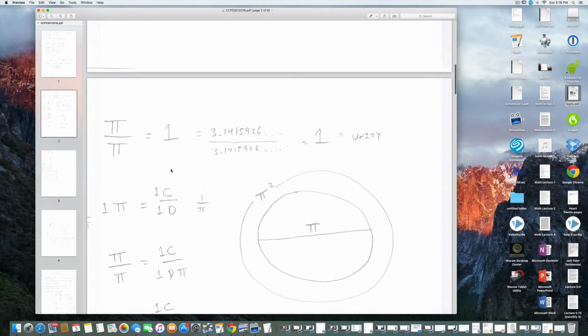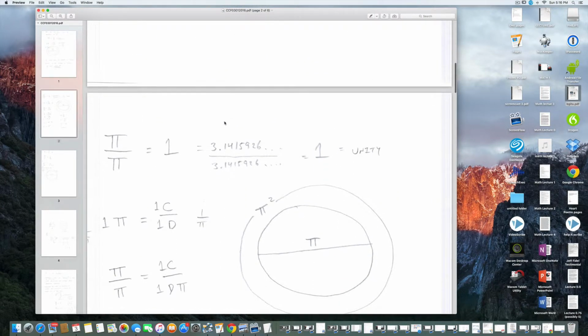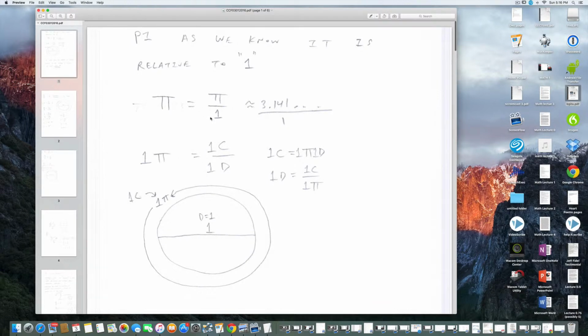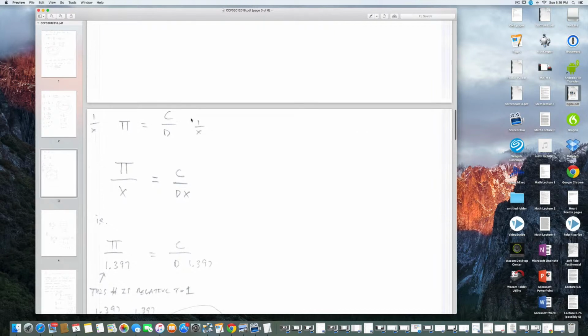Because numbers have no real meaning in and of themselves. They're symbols to represent things. And when we give these symbols, we always have to say, what's the symbol relative to? Well, when we talk about 3.141, we're really saying pi relative to our number 1. And here, I'm going to say, okay, let's do pi relative to itself, pi. So pi relative to pi equals 1, and pi relative to 1 equals pi.